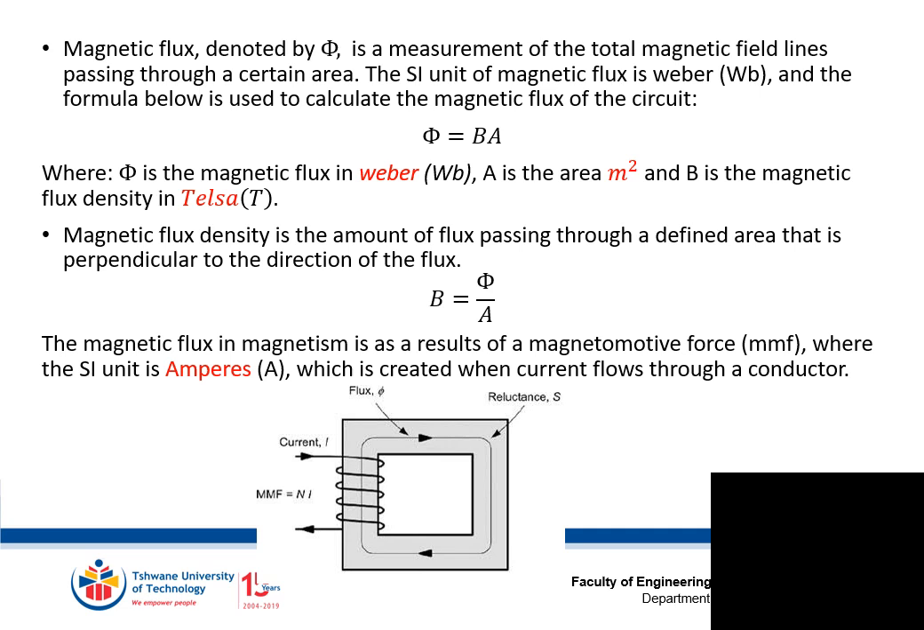The magnetic flux in magnetism is a result of a magnetomotive force, where the SI unit is amperes (A), which is created when current flows through a conductor. The picture below shows a current carrying conductor that is wound around a metal sheet, and here it shows the flux direction that is created when current flows through this wire. So you'll have a magnetic flux that flows around here.